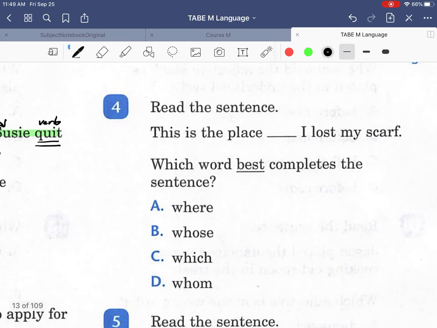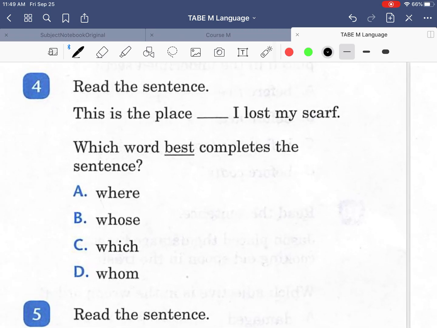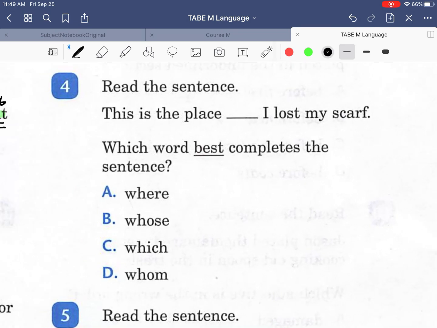Okay, number 4. Read the sentence. This is the place blank I lost my scarf. So I'm relating place to this. Here's a verb. I did something at this place. Places are wheres. This is the place where I lost my scarf. This is an adverb, a relative adverb. So A is the one I want.